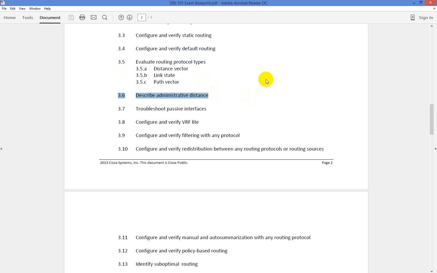So you have different routing protocols that have different administrative distances. For one, a static route is going to have an AD of 1, and AD is administrative distance. An EIGRP summary route is going to have an AD of 5. eBGP, or external BGP, is going to have an AD of 20. Then the next one up is going to be internal EIGRP, which is 90. Then you're going to have OSPF, which is 110.